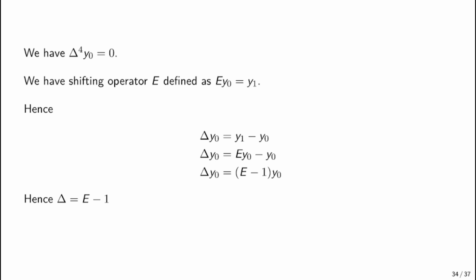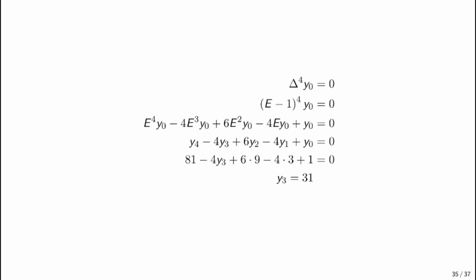So delta 4 y0 equals 0, and the relation between delta and the shifting operator E, we already know: delta is equal to E minus 1. Now I am going to apply this in our problem. Delta to the power 4 y0 is equal to 0. That is (E minus 1) to the power 4 of y0 is equal to 0.